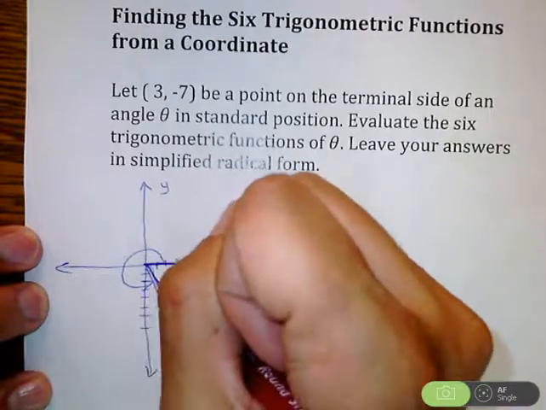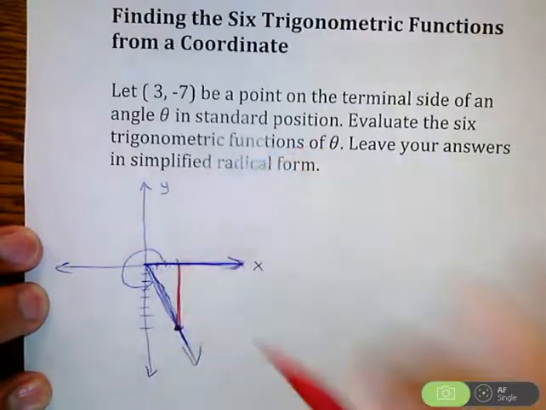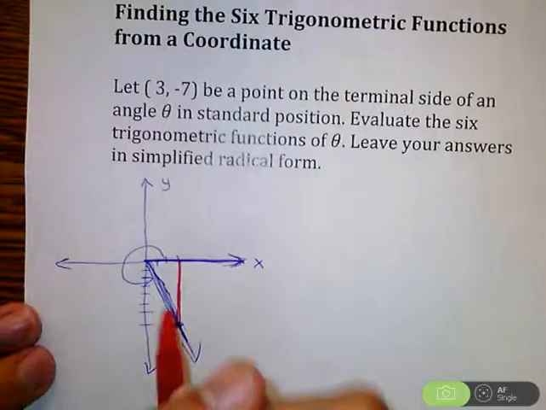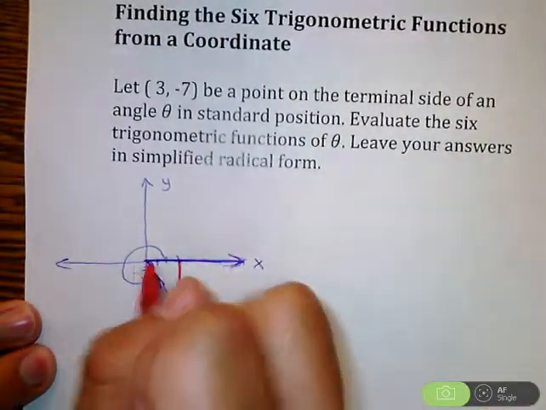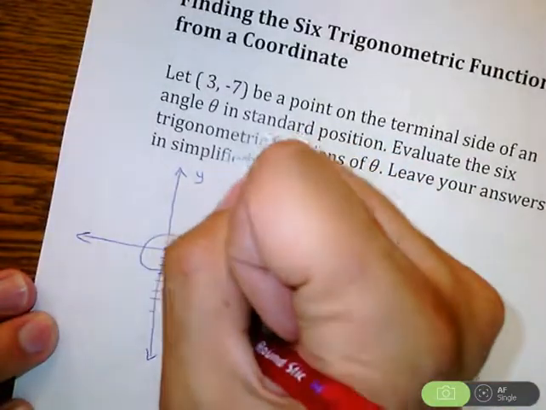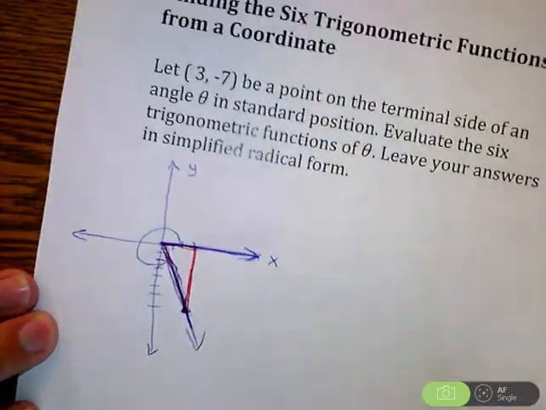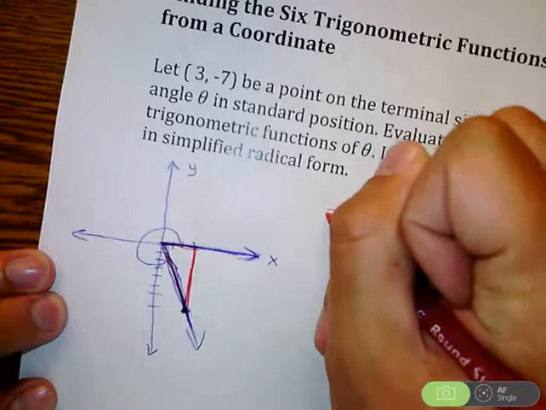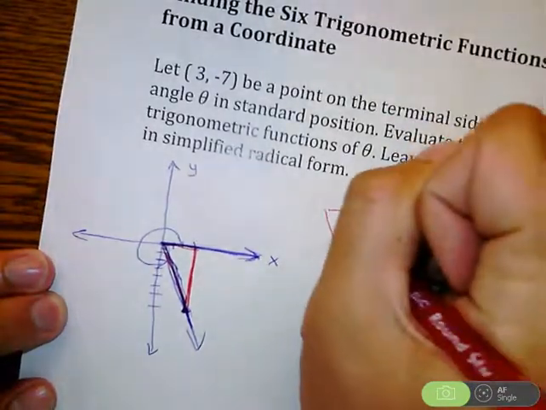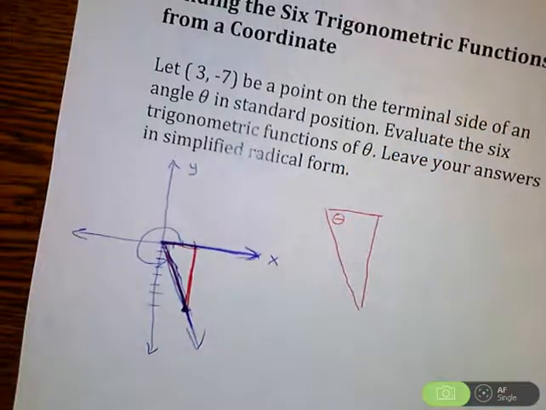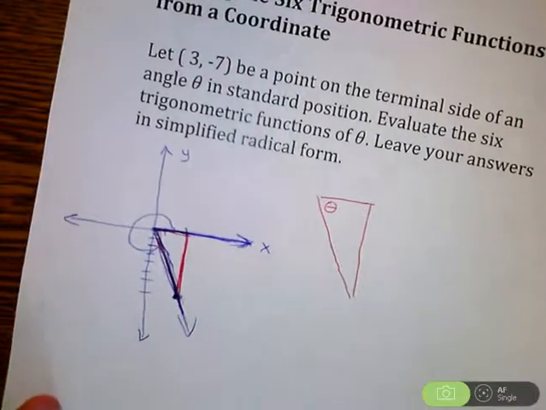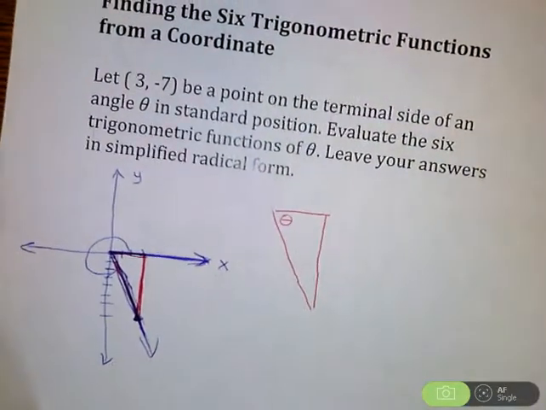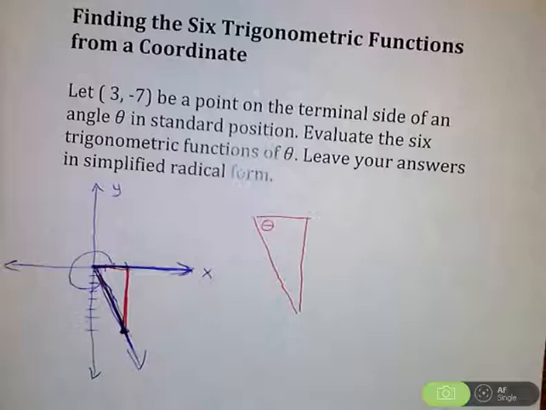So if we go this way, what I form here is a triangle with this being a side, this being a side, and that's my hypotenuse. I'm going to rewrite it over here so it's a little bit easier to see, because I'm dealing with a triangle somewhat like this with theta located here. Now that I know what triangle I'm dealing with, in order to do the trig functions, I probably need to know all the side lengths.